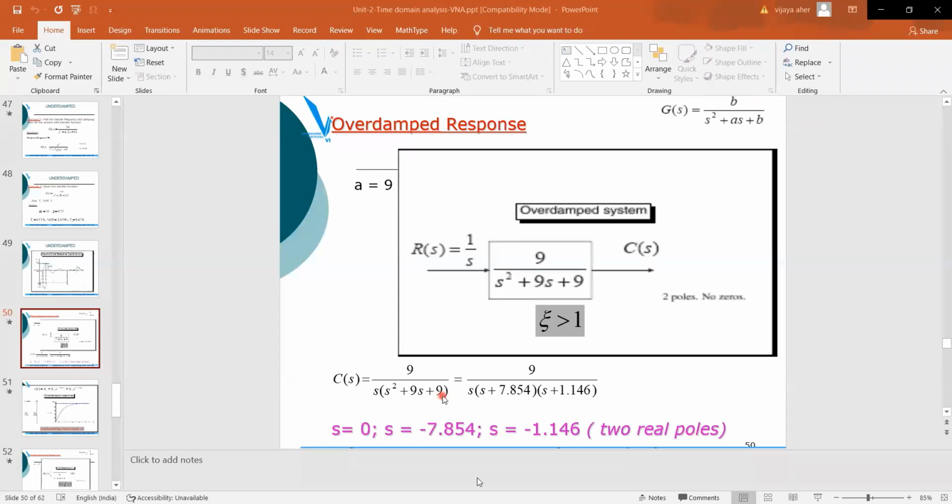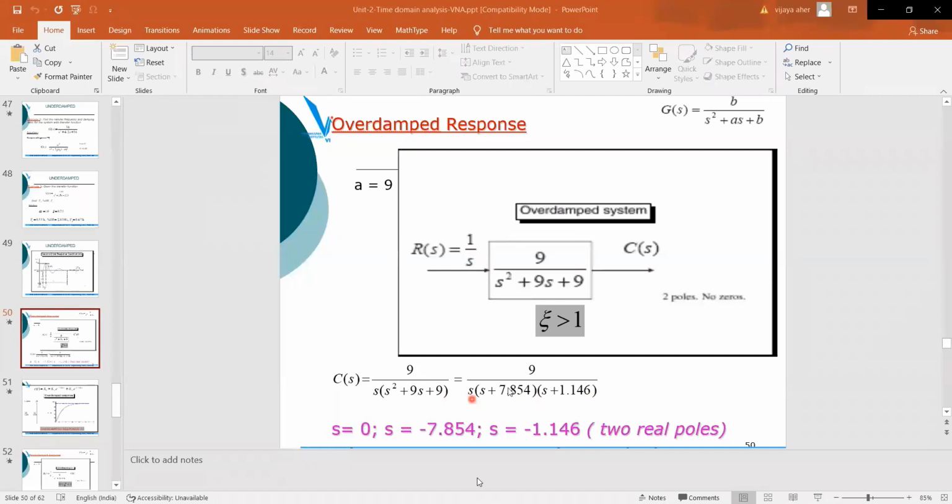I'm explaining stepwise how to solve this example, when zeta is greater than 1. And this is the overdamped response. So find the roots of the equation S square plus 9S plus 9. You will get these two roots. Now how will you find them? Do you know how to find roots? Yes, ma'am. Okay, no problem. Very good. So all students, please find the roots of this equation. Okay, these are the roots.